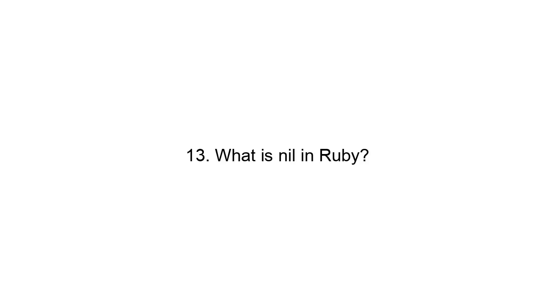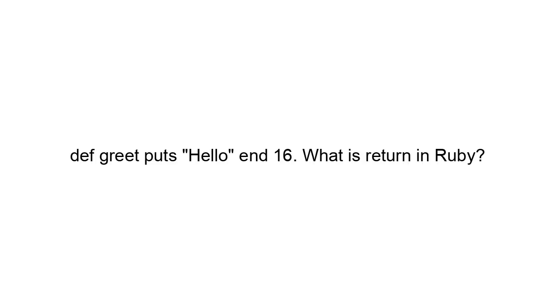13. What is nil in Ruby? Represents absence of value. 14. What is an object in Ruby? Everything in Ruby is an object. 15. What is a method? Reusable block of code. Example: def greet, puts "hello", end.